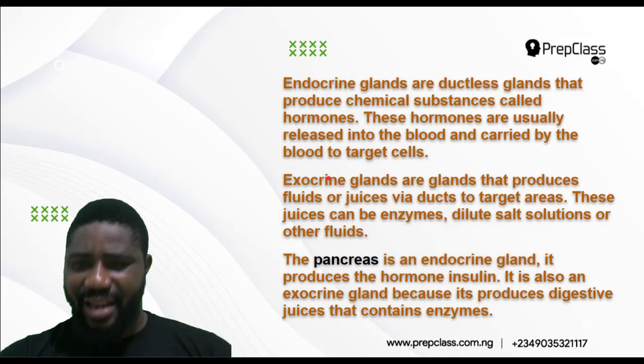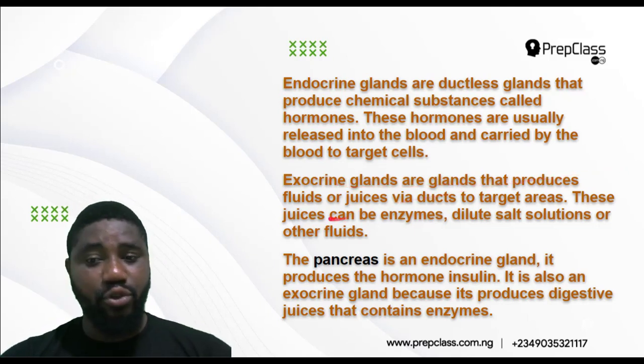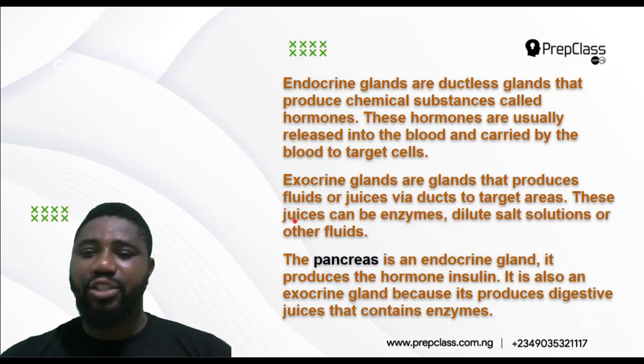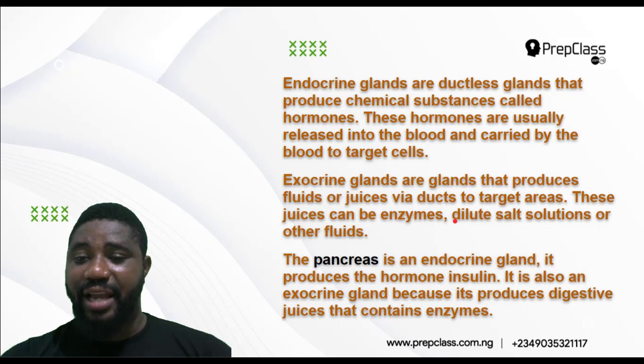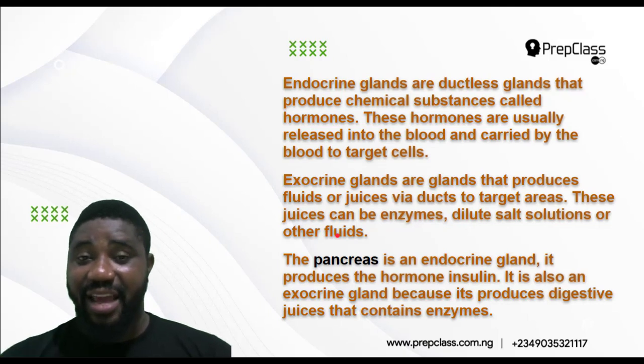Now, exocrine glands, on the other hand, are glands that produce fluids or juices via ducts to target areas. These juices can be enzymes, dilute salt solutions, or other fluids. Examples of exocrine glands are the salivary gland that secretes saliva into the mouth, and the tear gland that secretes tears into the eyes.